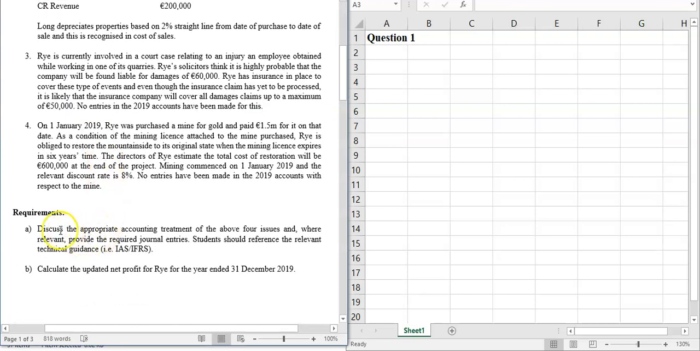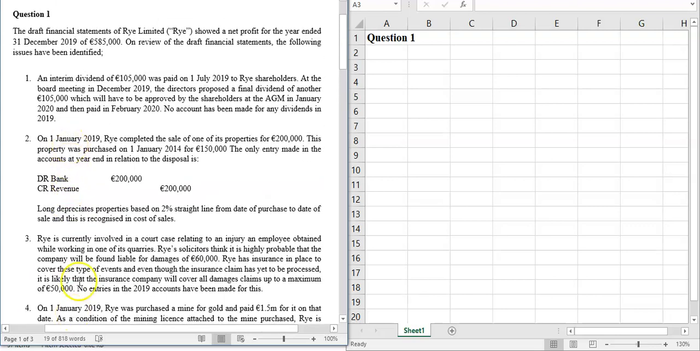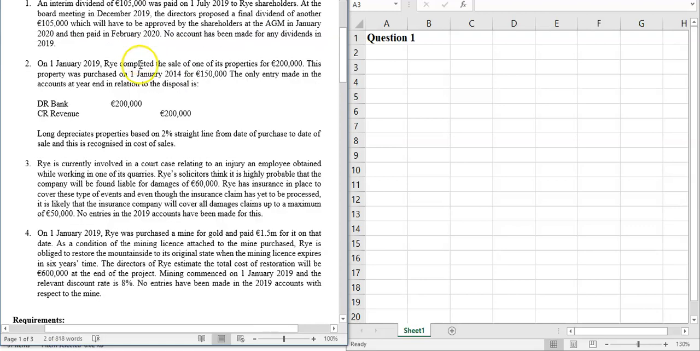The question asks you in part A, discuss the appropriate accounting treatment, and where relevant, give journal entries. So when you're asked to discuss it, you should be referring to the relevant technical guidance, i.e. what the relevant international accounting standard is. And in part B, what impact will those 4 issues have and the adjustments you suggested on the draft net profit figure for the year.